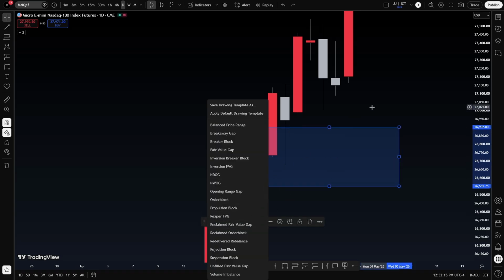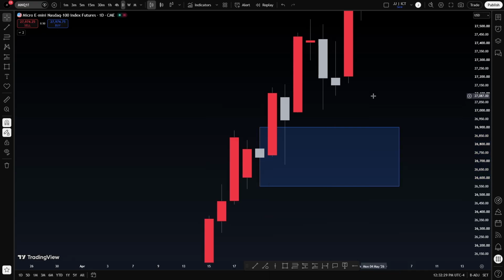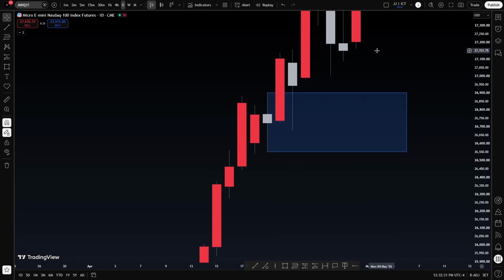Now, I would say you could use immediate rebalances as an offensive, not necessarily an array, but as an offensive signature. The reason I say that is because an immediate rebalance is a fair value gap, right?